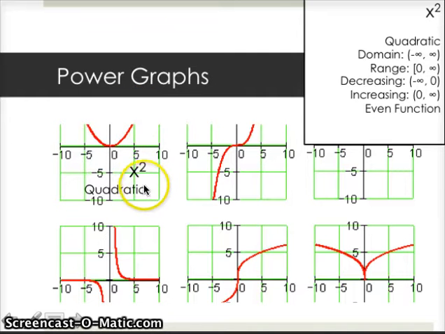And this is an even function because it is symmetrical across the y-axis.